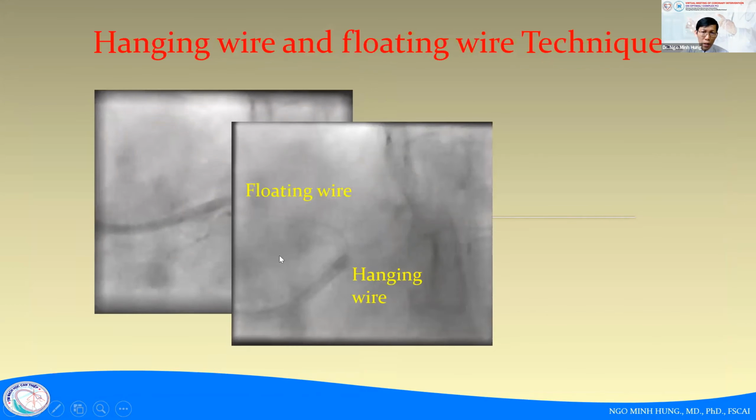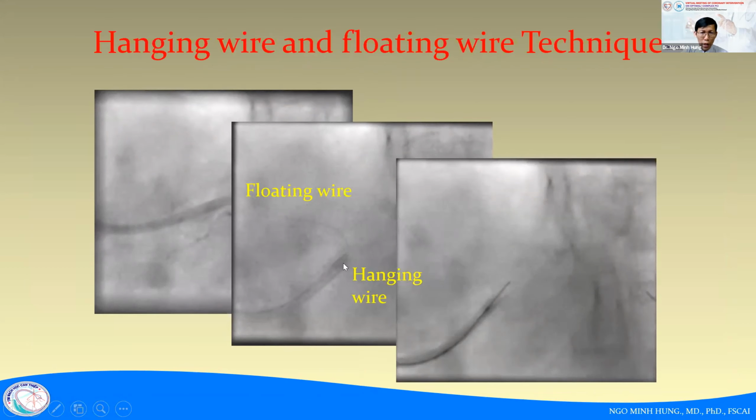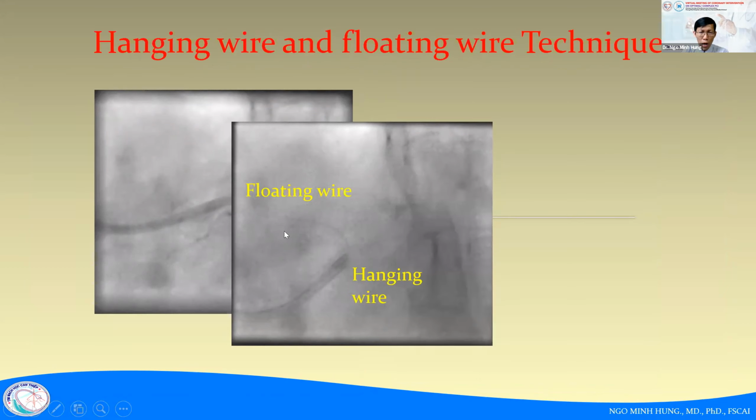So I think we have to adjust the guiding catheter. So I use a technique I named the hanging and floating wire technique. I put the guiding catheter to the left main, another wire to the circumflex, and another wire to the aorta. The wires from the aorta and the circumflex stop the guiding catheter from sucking into the left main.